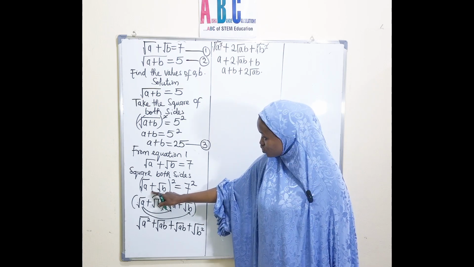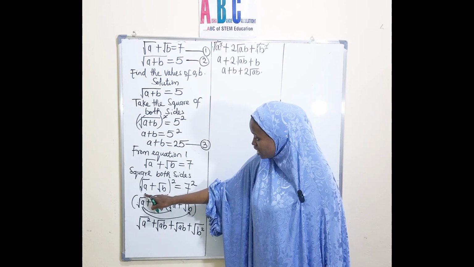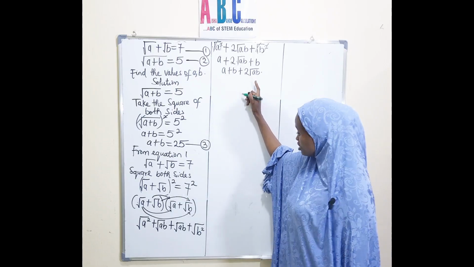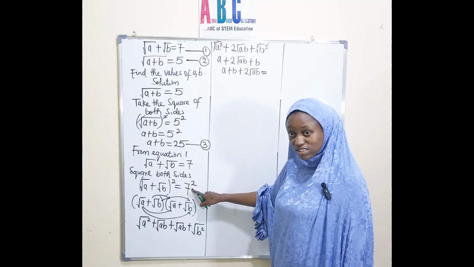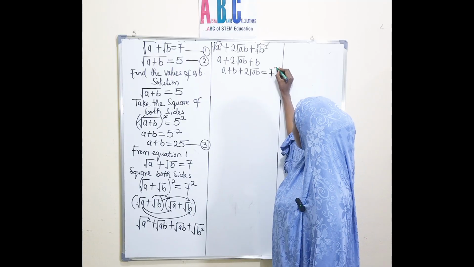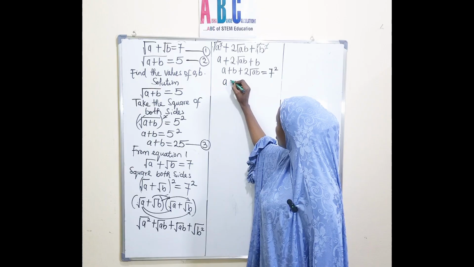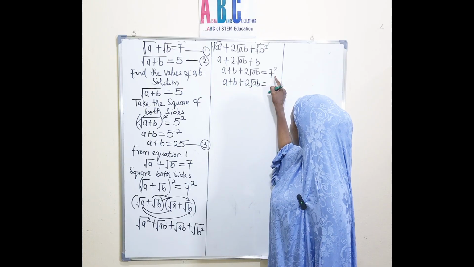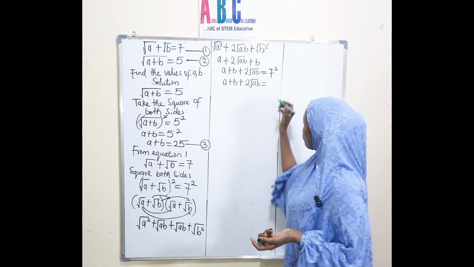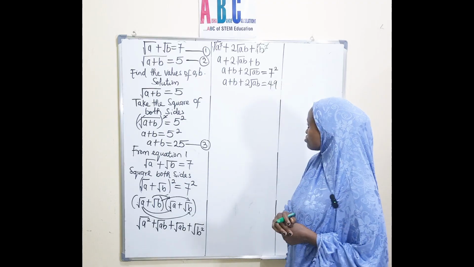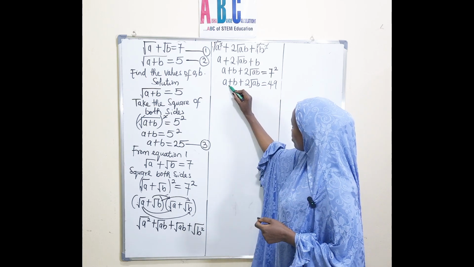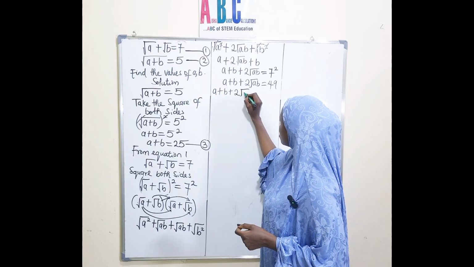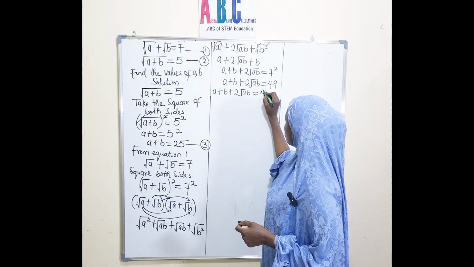Now we substitute here. Square root of a plus square root of b all squared is now a plus b plus 2 roots ab. Now this is equal to what we have on the right hand side, which is 7 to the power of 2, right? So this becomes a plus b plus 2 roots ab is equal to 7 squared, which means 7 times 7, which gives us 49. Now what this means is we have a plus b plus 2 root ab is equal to 49.